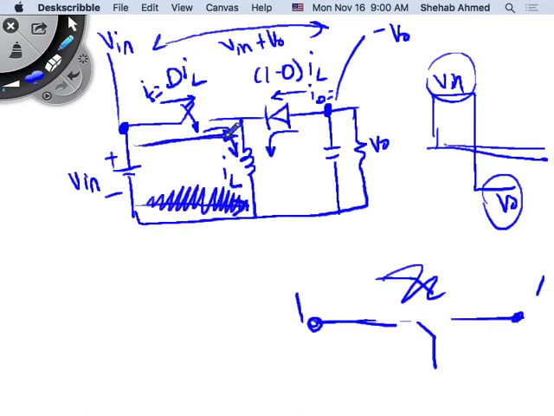This waveform will have an average value equal to what? The average value of this waveform, right? Depending on the duty cycle, if you stay at V input for a longer period of time, then you will have an average positive value. If you stay at V output for a longer period of time, it will have an average negative value, right? So how would I represent this circuit then?